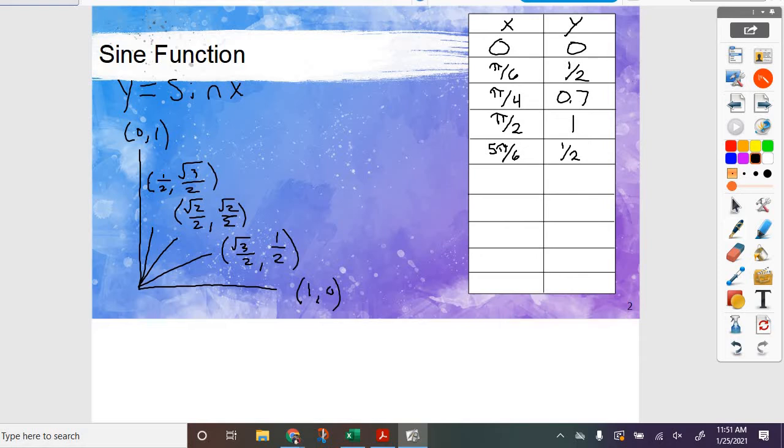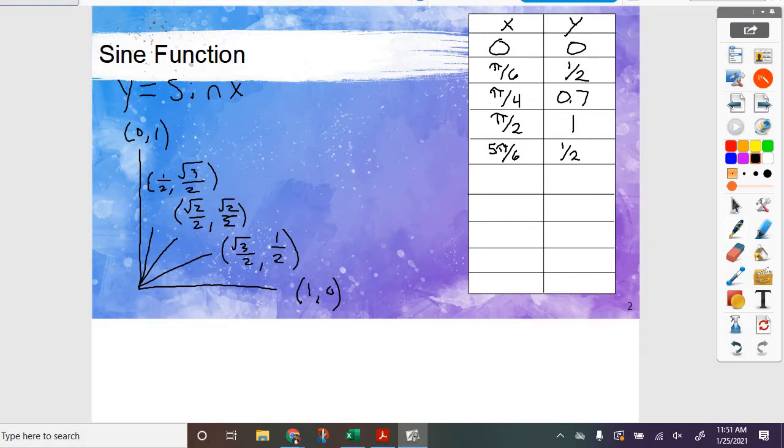Positive. It's positive. And again, we could include 3 pi over 4 and 2 pi over 3, but both of those are going to have square roots in them, so again, they would be not so fun decimals. I'm just going to skip those.